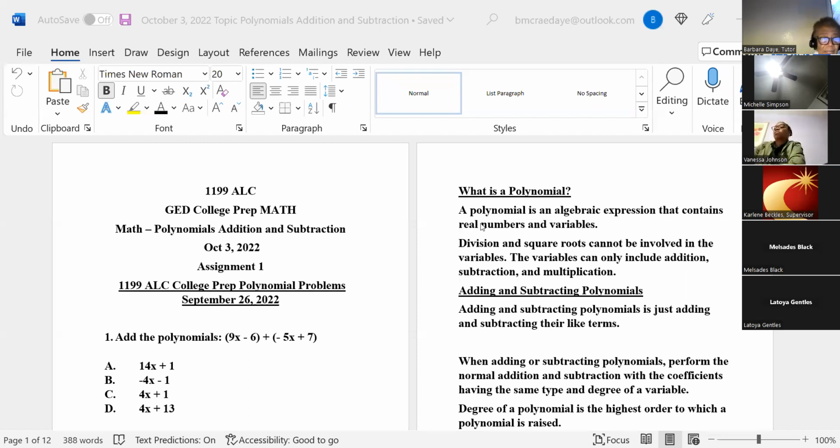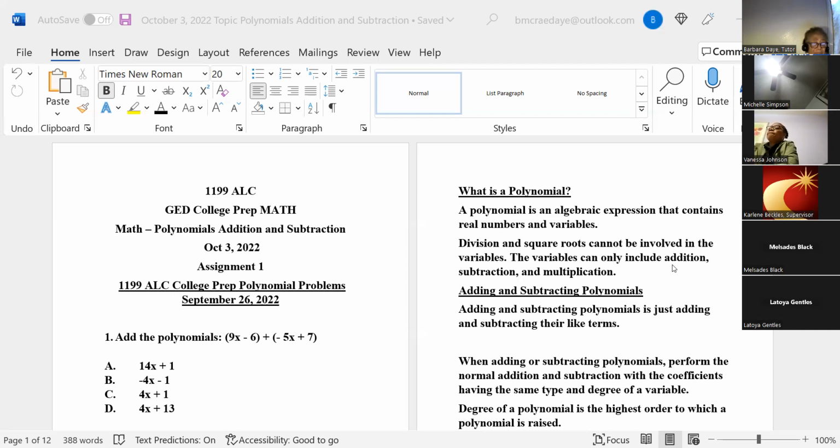And the variables can be anything from A to Z. So you could have 6xy, 5y squared, 3x cubed, 3p cubed. A variable can be anything from A to Z. Now, this is very important: division and square roots cannot be involved in the variables. So we will only have addition, subtraction, and multiplication with our variables. And today we will just be adding and subtracting.